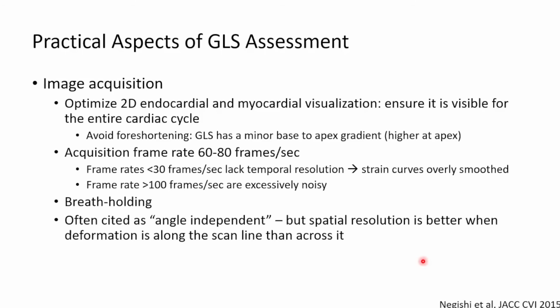And although GLS assessment is often cited as angle independent compared to TDI, we still ideally want the scan line to go across the motion of the myocardium. Because of the anisotropy of echo images, there can be dropout in some cases if you're not exactly in the optimal incident angle. And so the best spatial resolution is still obtained when the scan line is along the deformation axis that we're looking at. So if longitudinal, we want to be as parallel to the longitudinal motion of the LV.